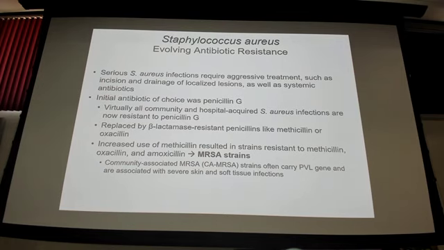So then we switched to semi-synthetic beta-lactams like methicillin and oxacillin, which were more stable to beta-lactamase cleavage or inactivation. We started introducing methicillin around 1959. Within 2 years, by 1961, we had the development of methicillin-resistant Staph aureus isolates.